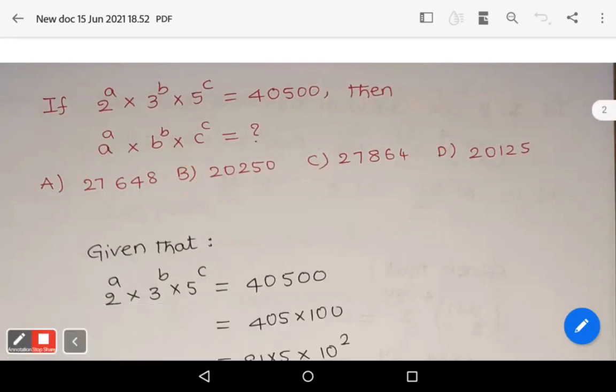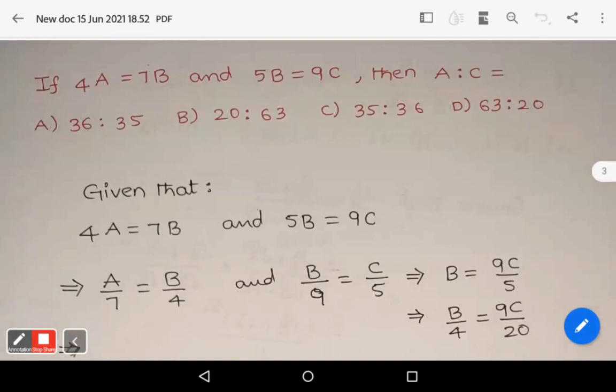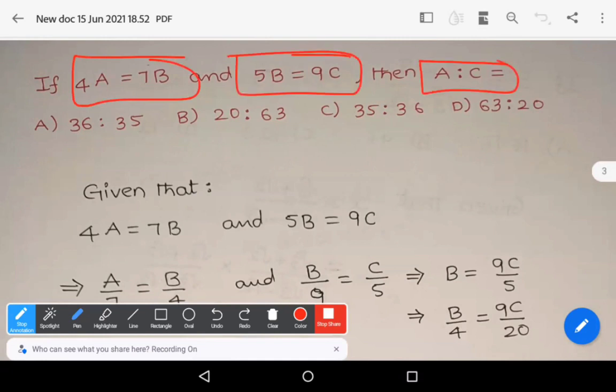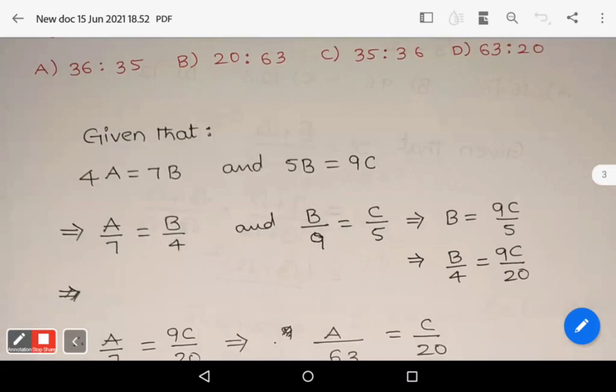The remaining options are wrong. Let us solve the next problem. Problem number 3. This is a problem that depends upon ratio. If 4a is equal to 7b and 5b is equal to 9c, then what is the ratio between a and c? 4a is equal to 7b. 5b is equal to 9c. You have to find the ratio between a and c.